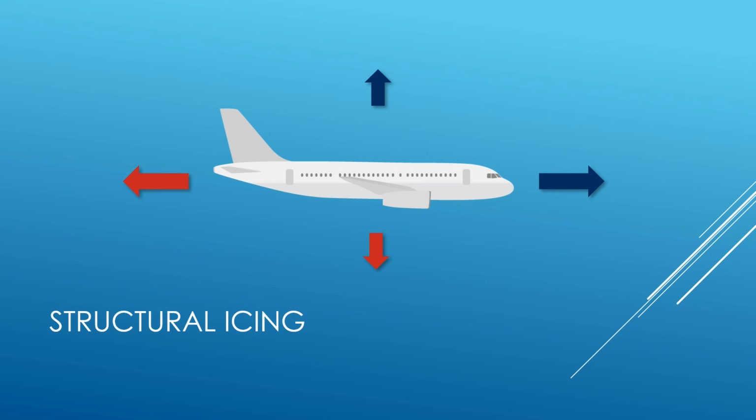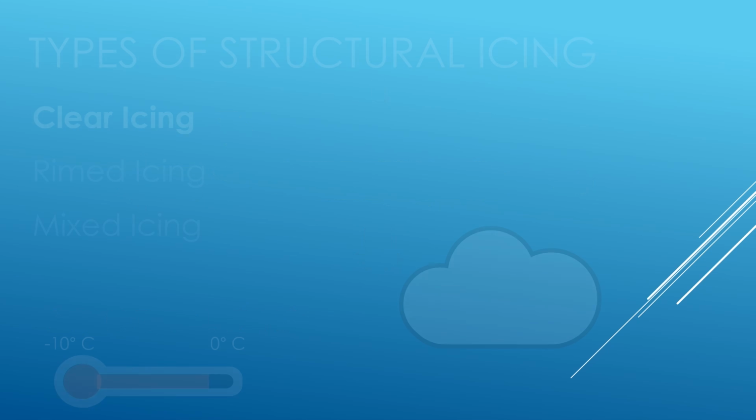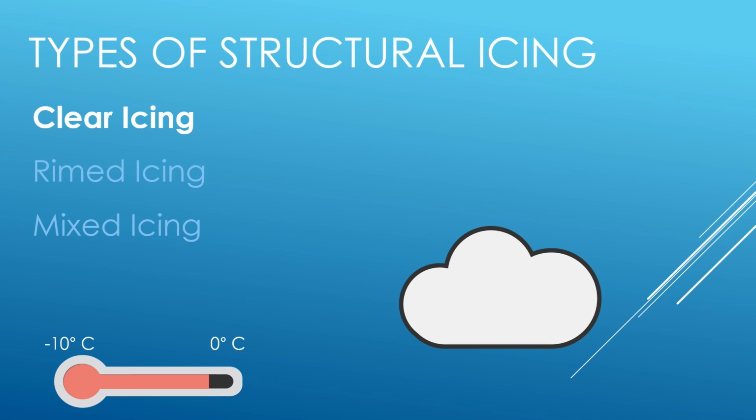Structural icing forms around the airfoil and its control surfaces. Aircraft are affected by structural icing in several different ways, such as reducing thrust and lift caused by increasing weight and drag. These effects combine to increase the stall speed and reduce the overall aircraft performance. The 3 types of structural icing are clear, rime, and mixed.